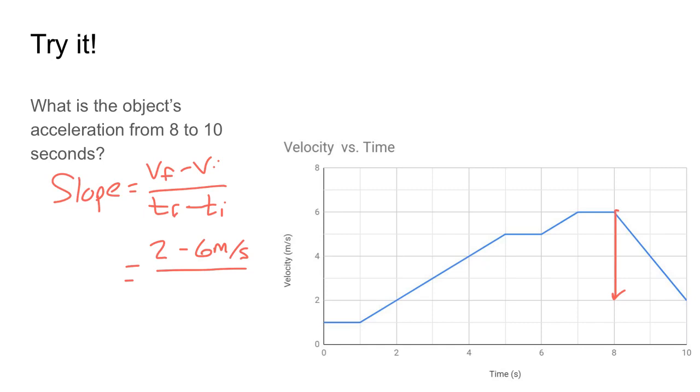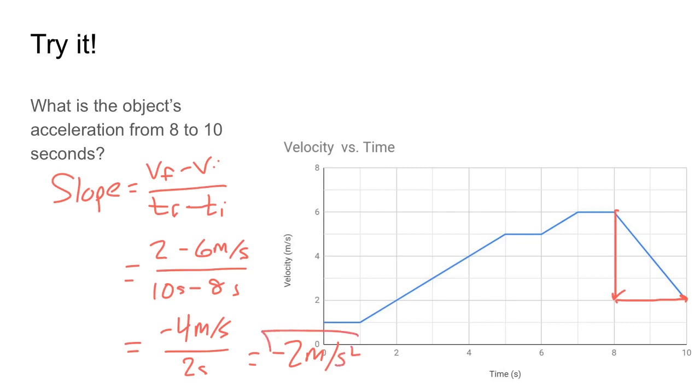I'm dividing by my time, which goes from 8 to 10. My final time is 10 seconds. And if you wanted to just think of this as it took 2 seconds for this to happen, that'd be fine too, whatever you need. So this is going to end up being negative 4 meters per second divided by 2 seconds, which comes out to an acceleration of negative 2 meters per second squared. And so we can check this because it's a negative acceleration. We know that they are slowing down in here. If we were going to describe the motion, the slope is negative.